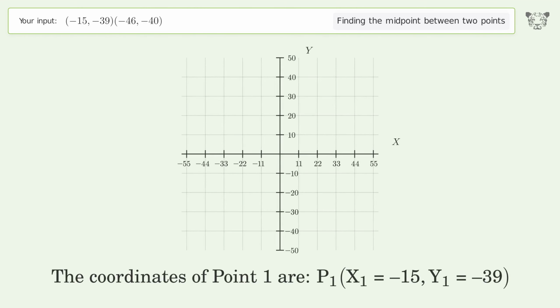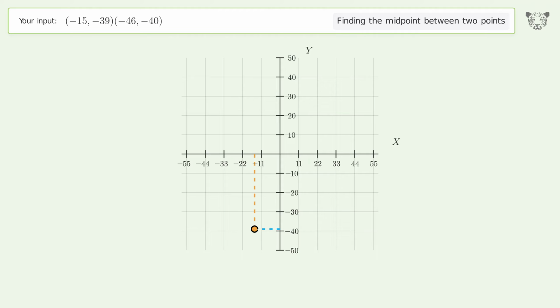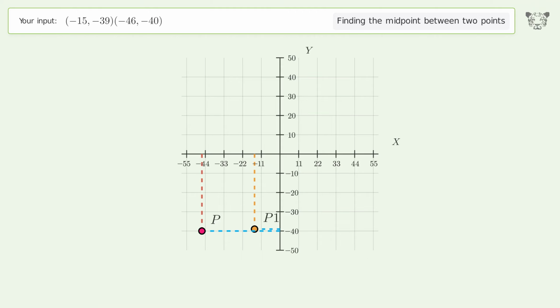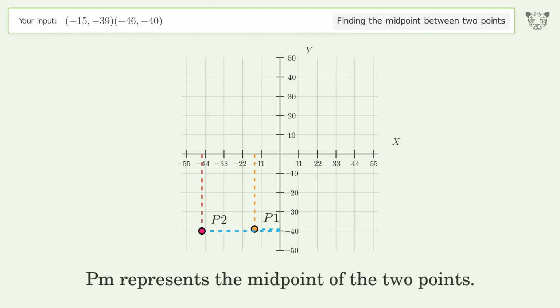The coordinates of point 1 are, x1 equals -15, y1 equals -39. The coordinates of point 2 are, x2 equals -46, y2 equals -40. PM represents the midpoint of the 2 points.